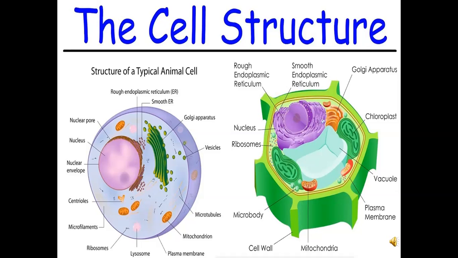In most eukaryotic cells, the structure of a typical plant and animal cell shows the following peculiarities. The organelles of a typical animal cell are nuclear pore, nucleus, nuclear envelope, centrioles, mitochondrion, ribosomes, lysosomes, etc. And the structures of a typical plant cell are rough endoplasmic reticulum, smooth endoplasmic reticulum, Golgi apparatus, chloroplast, vacuole, etc. See one by one.